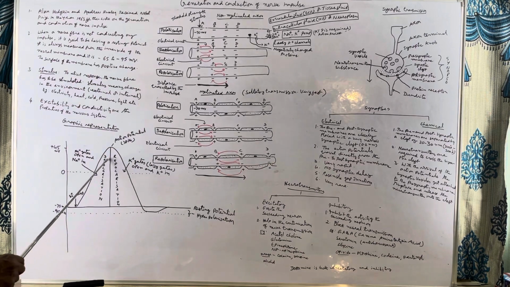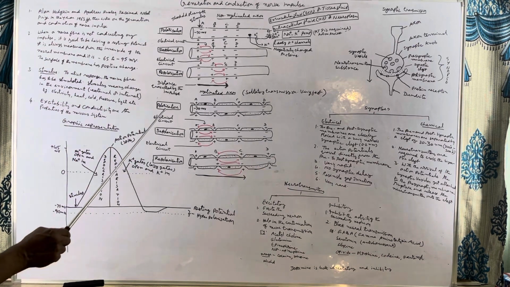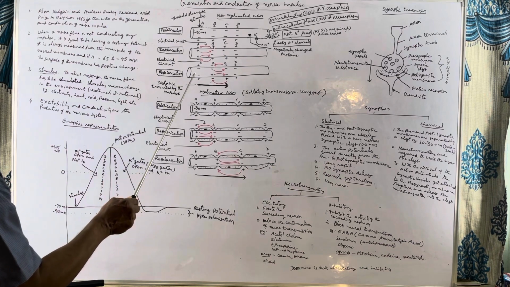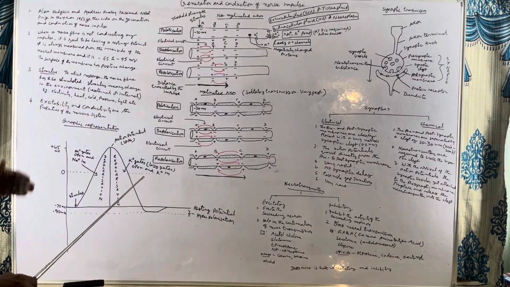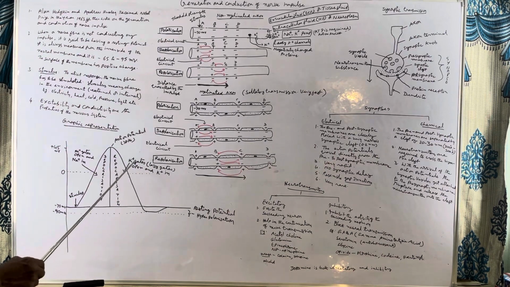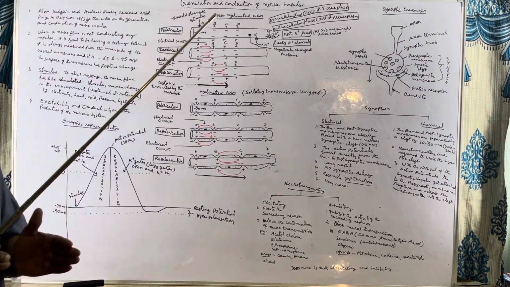So, depolarization is due to influx of sodium ions and repolarization is due to outflux of potassium ions. But at the end of repolarization, that is minus 70 millivolts, still the potassium gates are open. They are called lazy gates. They are very slow in closing.